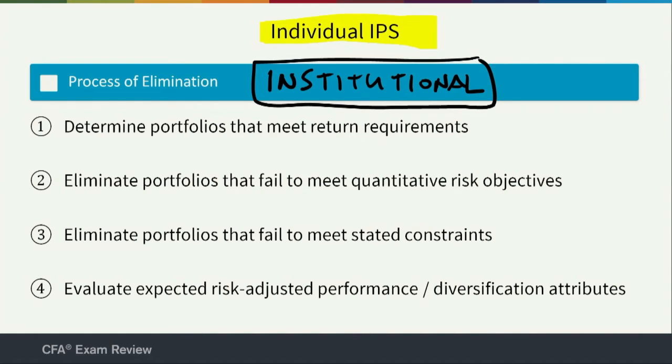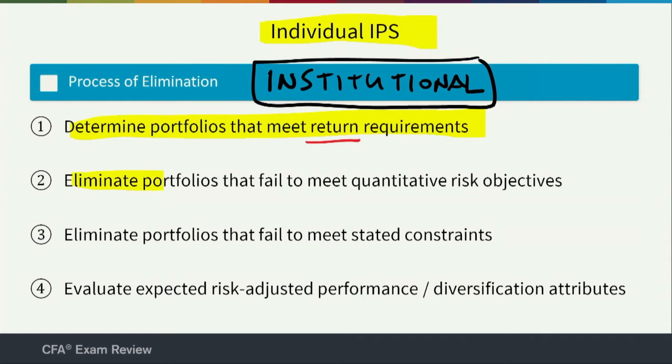Now, when we think about the process of elimination, we're going to eliminate portfolios in 4 steps. The first step is that we're going to eliminate portfolios, or at least consider portfolios that meet our return requirements. That is the most important objective that we have in terms of the investment policy statement.